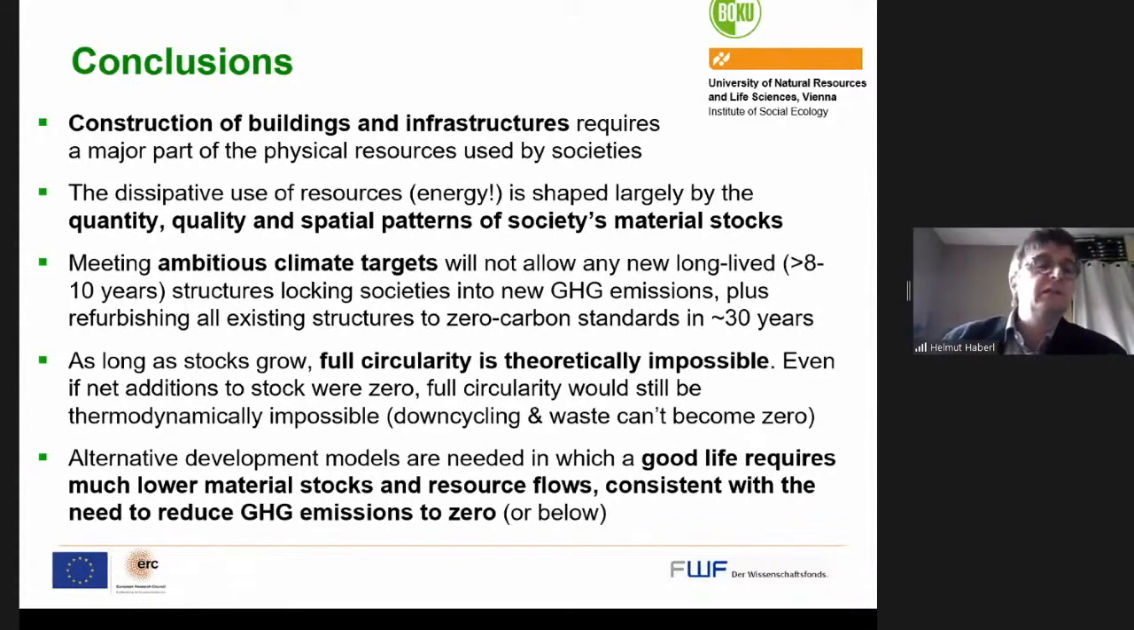So basically, I think we need alternative development models where a good life requires much lower material stocks, fewer buildings, different patterns of infrastructures that are consistent with the goals. For example, in Austria, the Austrian government has committed to the goal of making Austria climate neutral in only 20 years. And I'm very curious to see how this will happen.